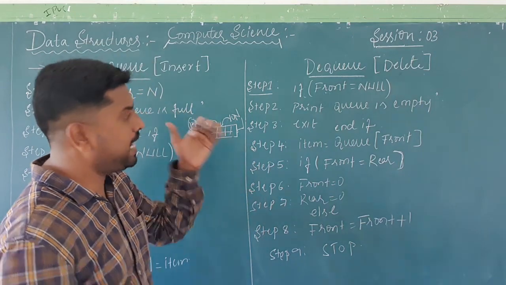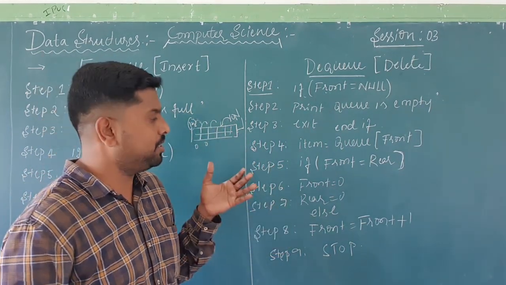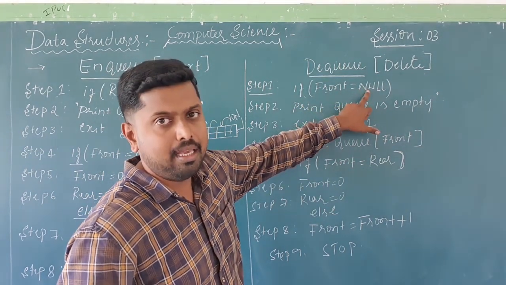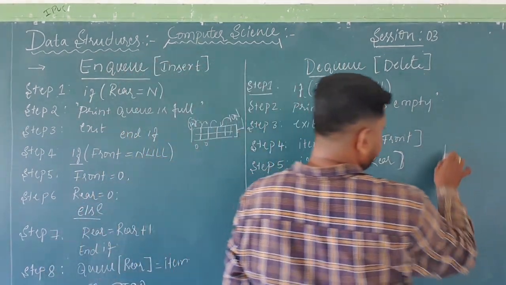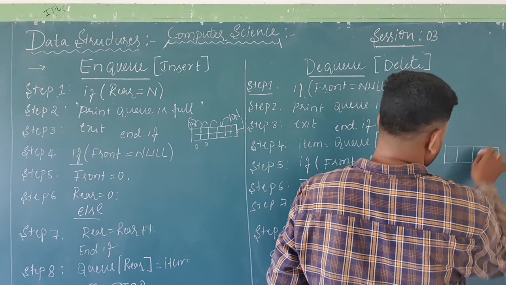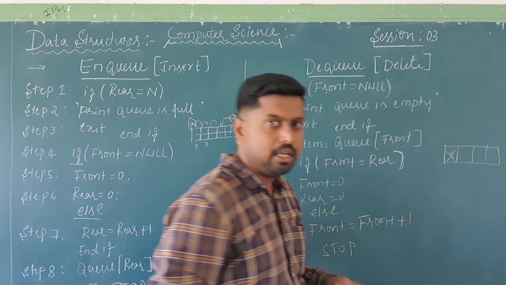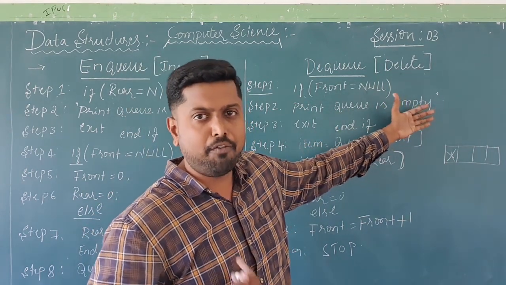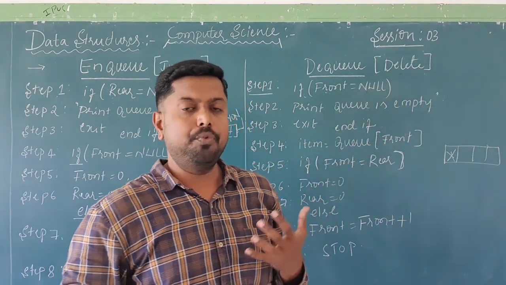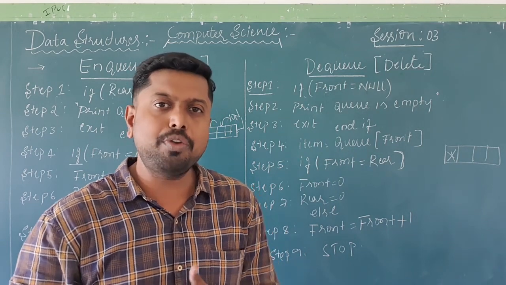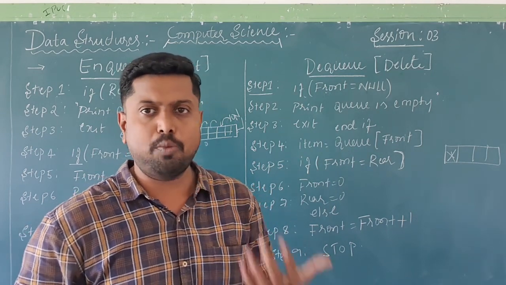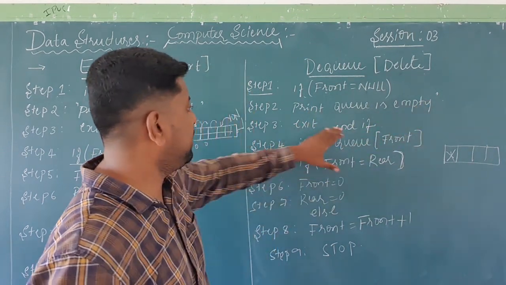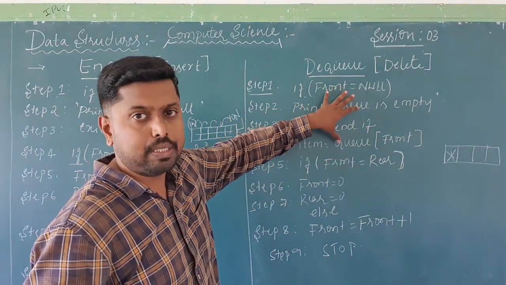Then if I come to DQ, the condition is the same. If front is equal to null, this is an empty queue. Front is equal to null. Here there is no element. No element means, yes, print queue is empty. Empty means underflow condition. So without any element, how will you delete an element? That's not possible, right? So print queue is empty. Then exit, end of if, this condition is closed.